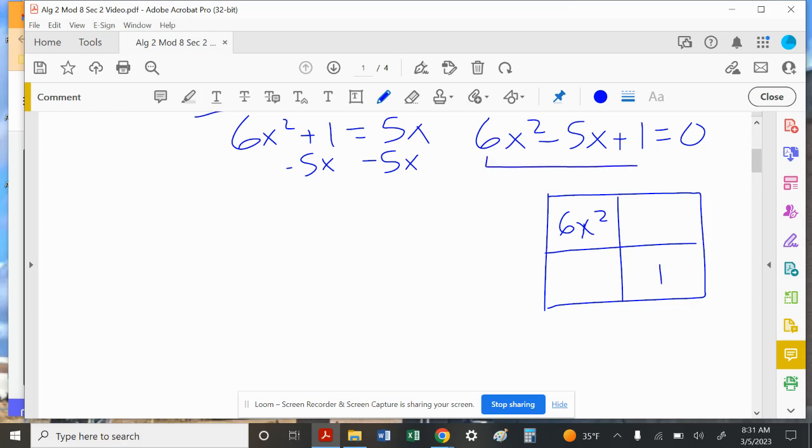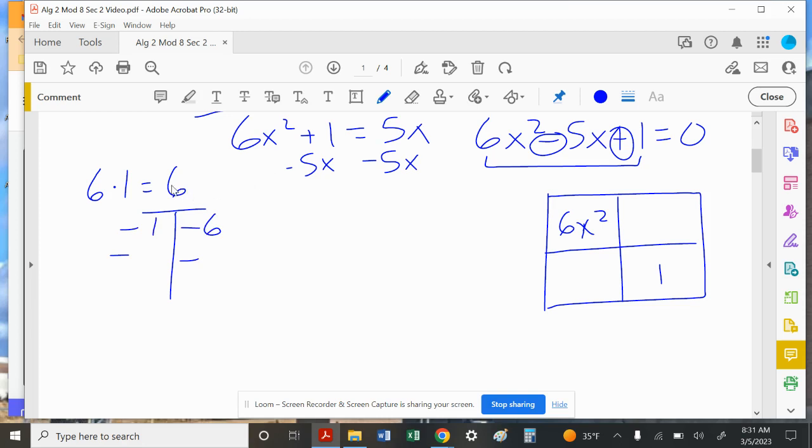So remember that what we do is we create a table. We multiply those two together. 6 times 1 is equal to 6. And then we figure out all the factors. But before we do that, this tells me that both signs have to be the same. This tells me that both signs have to be negative. So I'm going to put negative, negative. Remember, the lower number goes on the left. Upper number goes to the right.